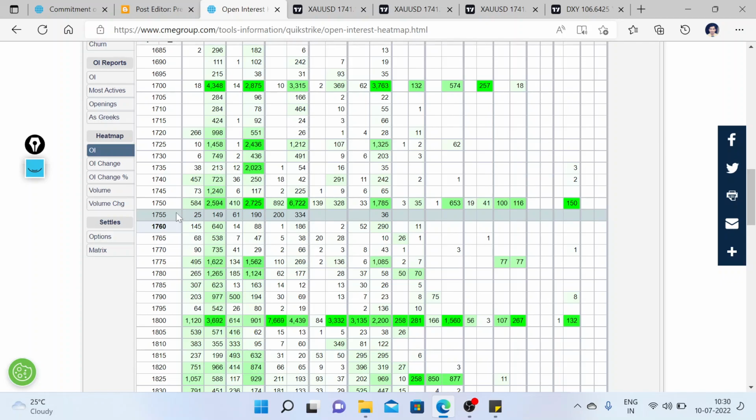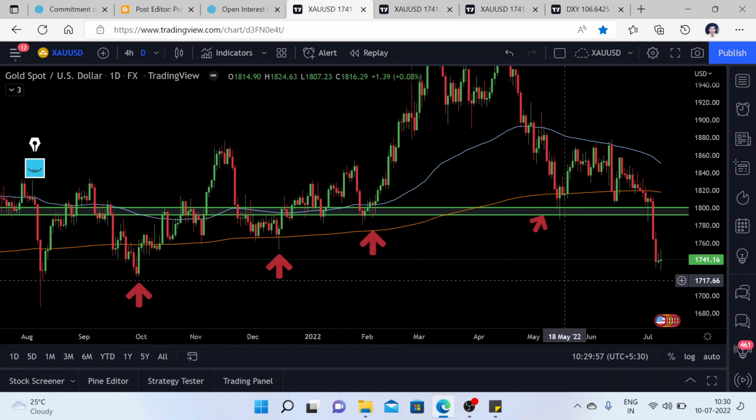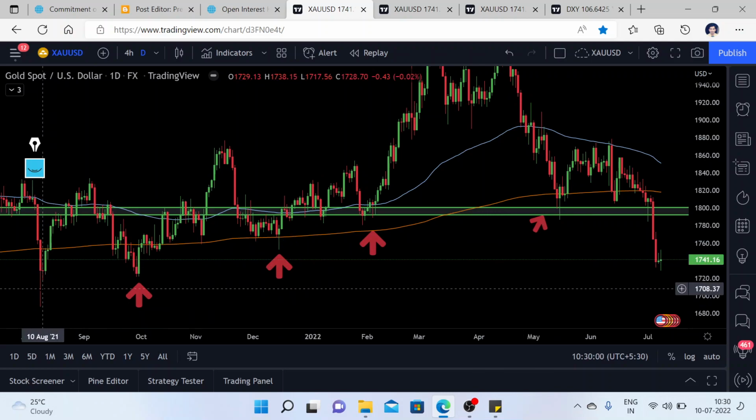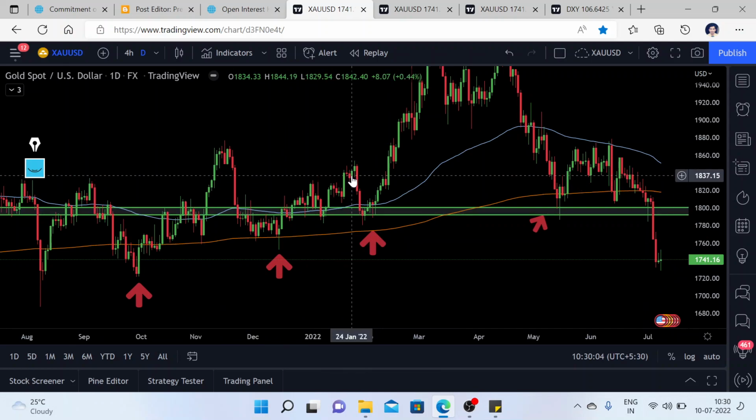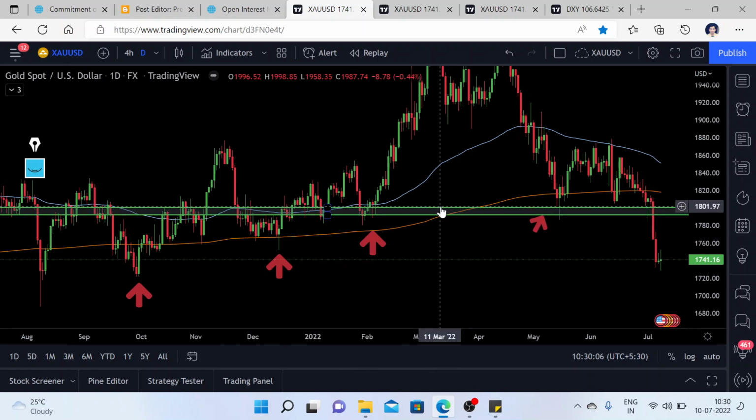For intraday we have to wait and see how price moves in the live session, and for the long term you can clearly see that this level is the major support. We'll discuss more about these levels in the live trading session.